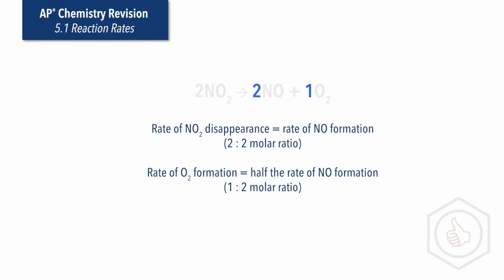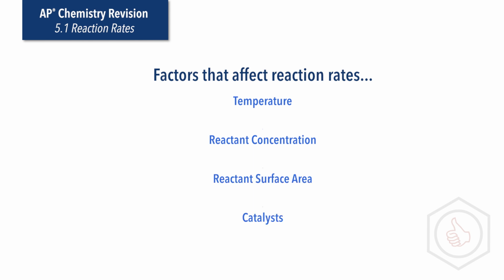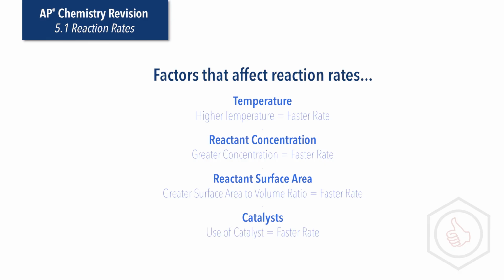There are several factors that affect the rate of a reaction, and these are all covered in more detail in further topics in Chapter 5. However, as a brief overview, temperature, concentration, surface area, and catalysts all affect the rate of a reaction. The higher the temperature of reacting particles, the faster the rate of reaction. The greater the concentration of reactant particles, the faster the rate of reaction. The greater the surface area to volume ratio, the faster the reaction rate. Catalysts also increase the rate of a reaction by providing an alternative reaction pathway with a lower activation energy. These are all covered in more detail in further subtopics in Chapter 5.